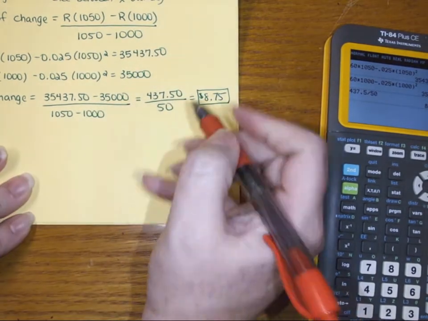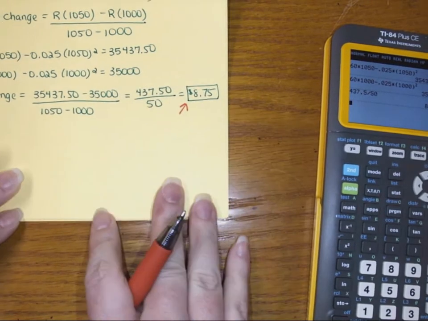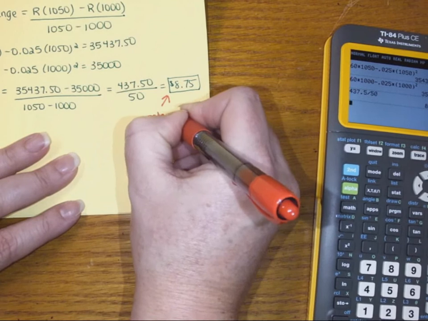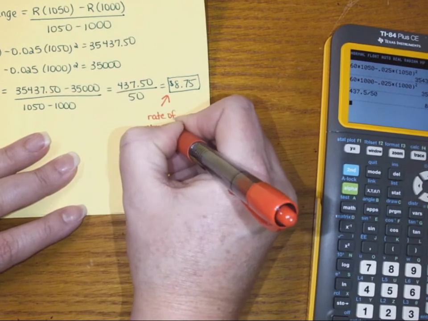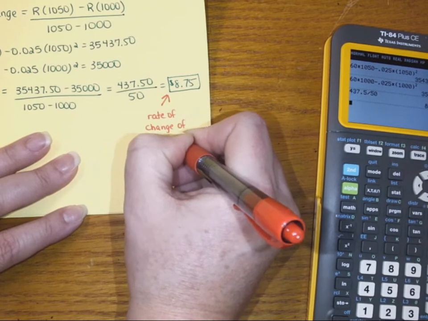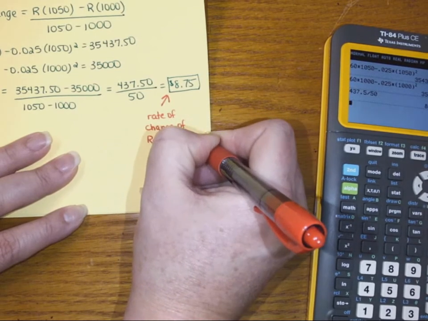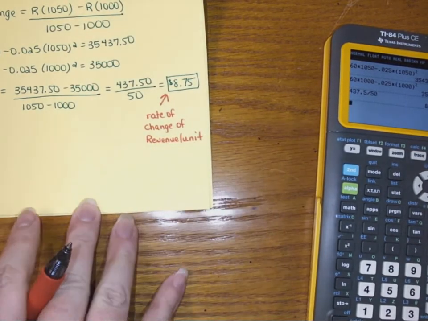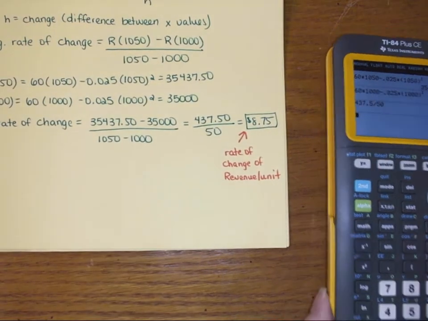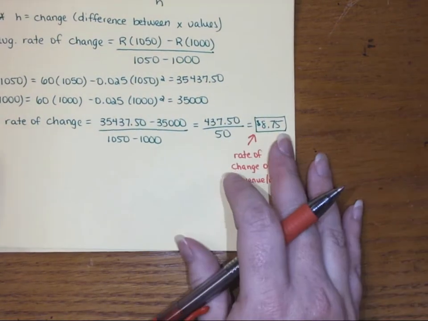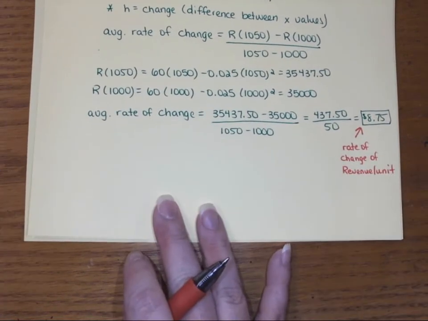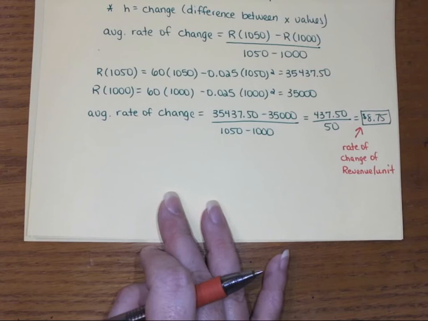Okay, so let's talk about the significance of this 875. This is a rate of change. So this is the rate of change of the revenue per unit. By the way, the fact that it's positive indicates that our revenue is increasing at this point. If we would have gotten a negative rate of change, we can't have a negative revenue, but we can certainly have a negative rate of change for that revenue. That would indicate that the revenue was decreasing.